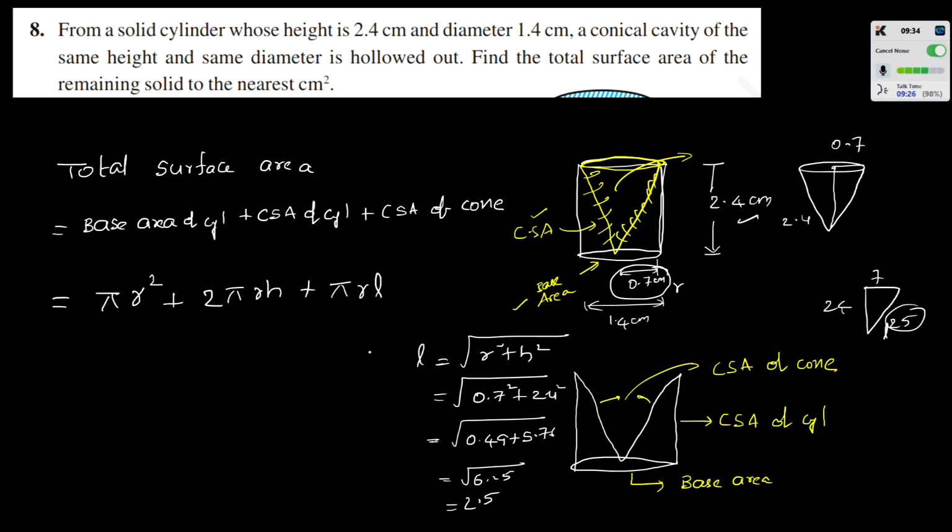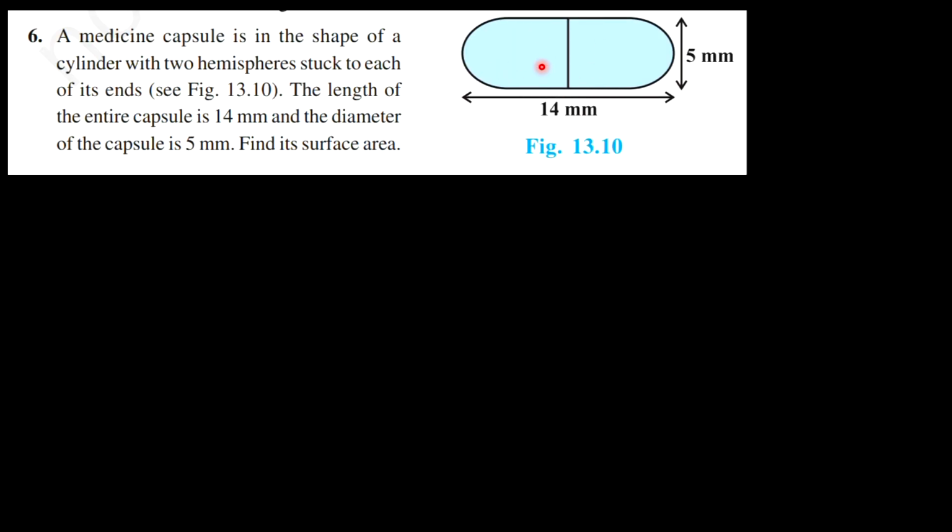Okay. So for these type of problems where we are cutting a hemispherical portion or conical portion from a cylinder or cube, we should be very careful. Okay, because the surface area means the part of the shape which we can touch with our hand. Okay, clear? Thank you. This question, we have a medicine capsule which is in the shape of a cylinder and having two hemispherical ends at the bottom, and we have to find its surface area.